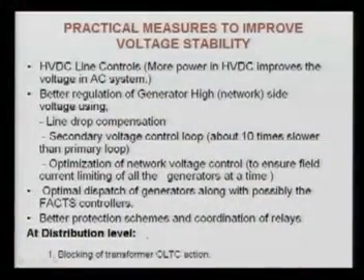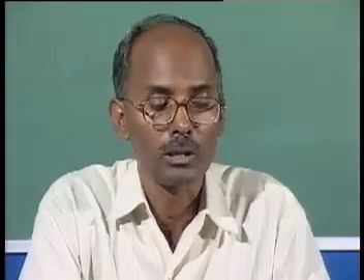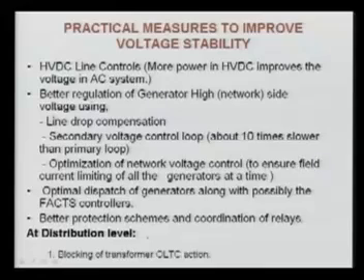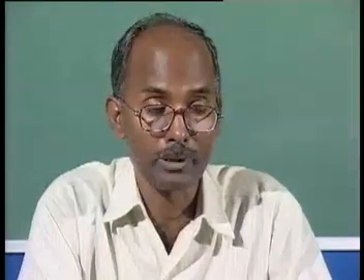Now HVDC line controls. If your system has HVDC lines, as you know, in our UP we have one big HVDC line carrying more than 1500 megawatt power, from Rihand to Dadri. It is plus minus 500 kV, a bipole operation. The main advantage of HVDC is that we can control power very efficiently. More power in HVDC improves the voltage in the AC system. If you are dragging more power over the DC line, your AC system will be relieved, and you can load more, and you can have more stability margin.